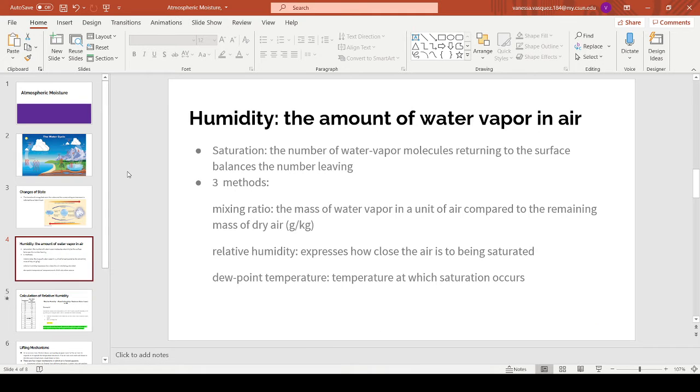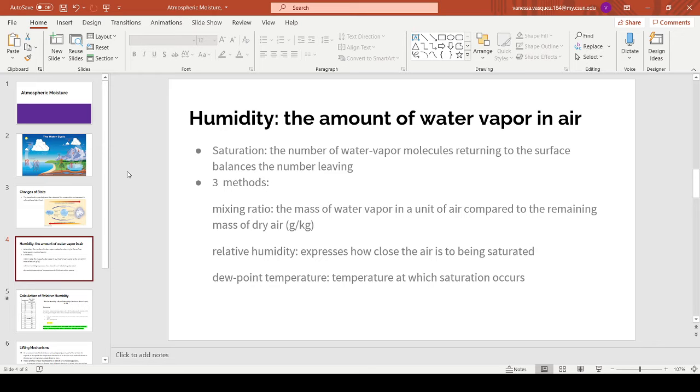Next, I want to talk about water vapor. There is a small percentage of water vapor in the air, in the atmosphere, but even though it's a small percentage, it's still an important gas because it's a good indicator of atmospheric processes in the atmosphere. So humidity is the amount of water vapor in the air. An important term is saturation. The number of water vapor molecules returning to the surface balances the number leaving.